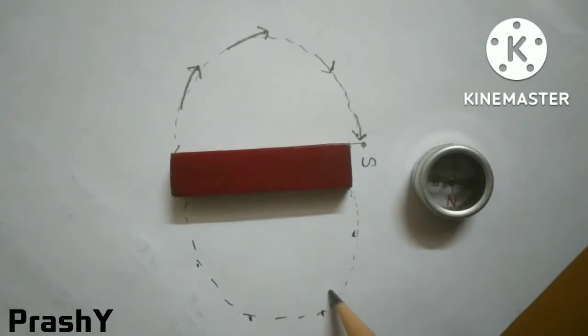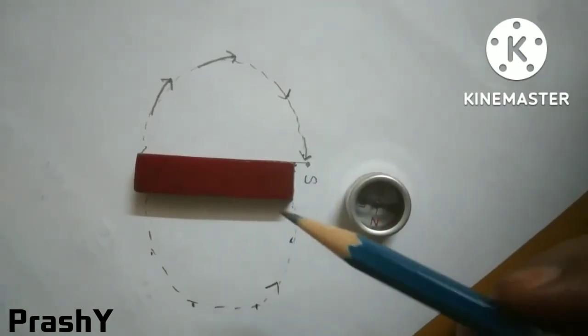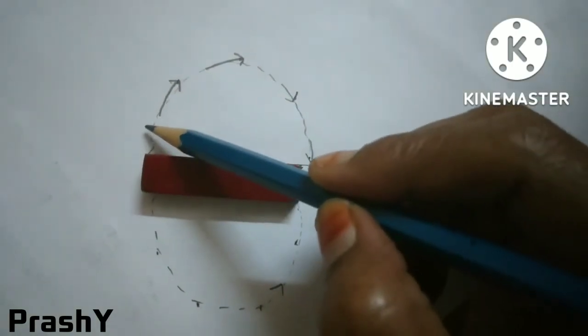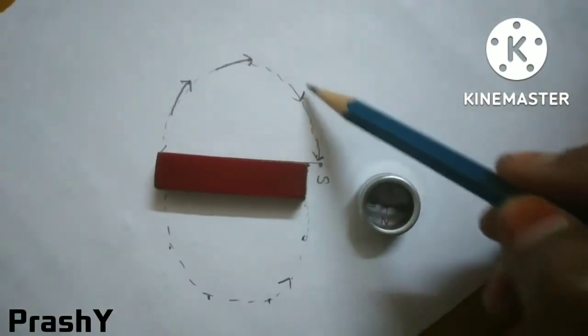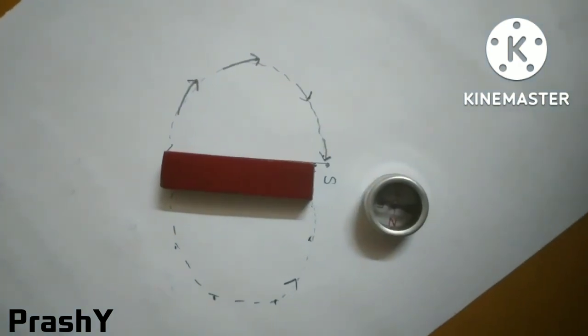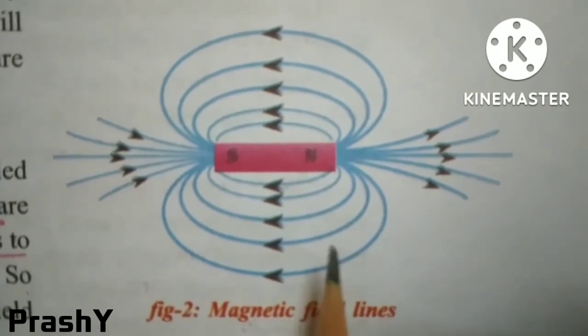So repeat the same process starting from the north pole to the south pole, slowly changing the direction. On repeating the process, we get different curved lines. Technically, these curved lines are called magnetic field lines.